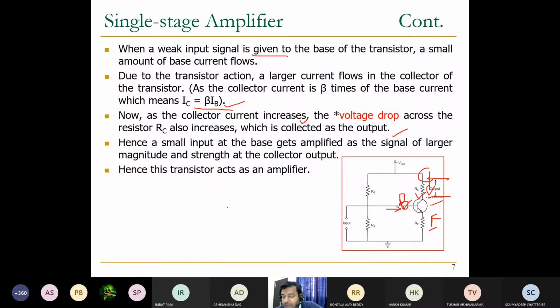If collector current will increase. So please mute your microphone. So which is collected as an output.